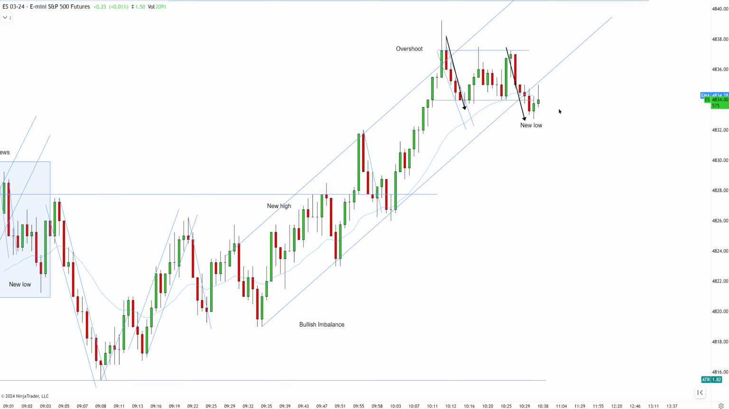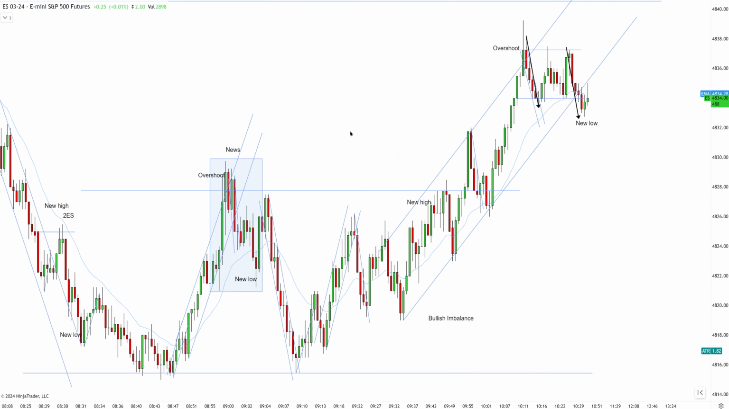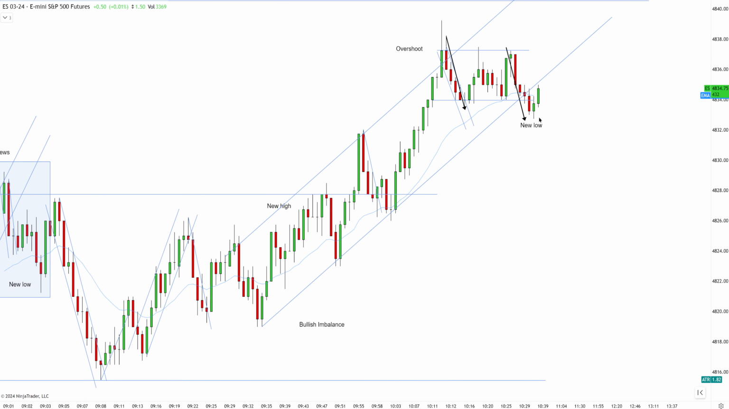So I'm still going to be patient. I'm not buying just yet. I want to see push above EMA because overshoot can lead to reversal, and this is overall choppy trading range. So I definitely want to see the push above EMA.